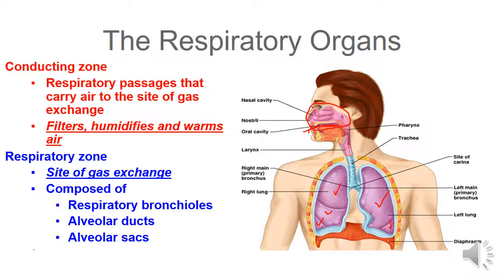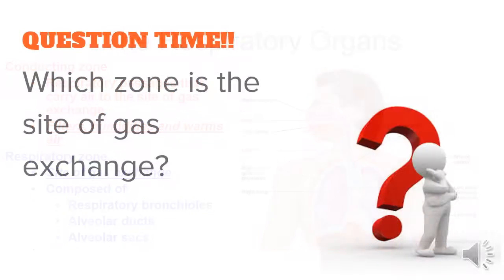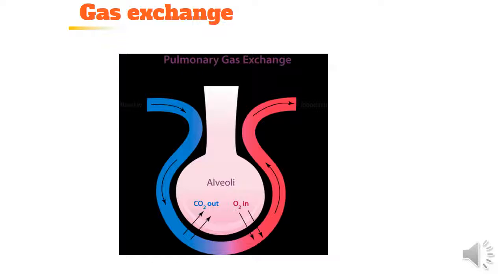Now, next question. Which zone is the site of gas exchange? Conducting or respiratory? Hopefully you said respiratory. So here's another picture of gas exchange showing you the alveoli and then the capillaries, CO2 going out to be expelled and oxygen coming in to be sent to the rest of the body.